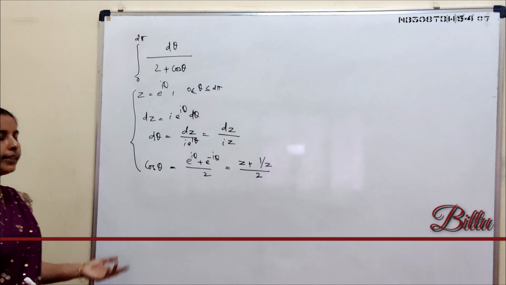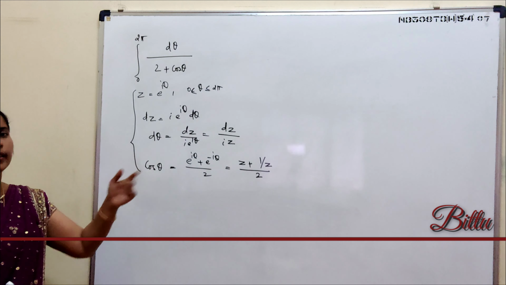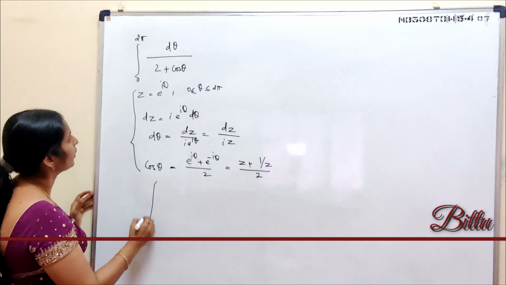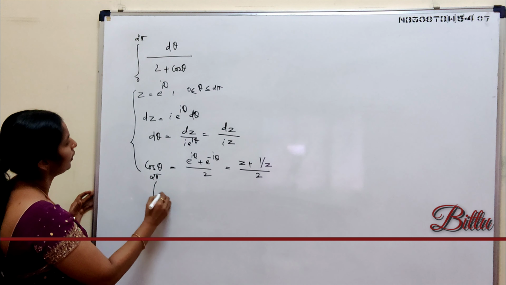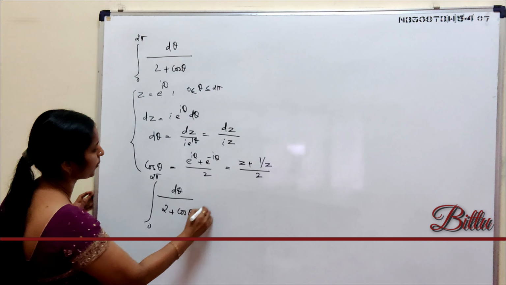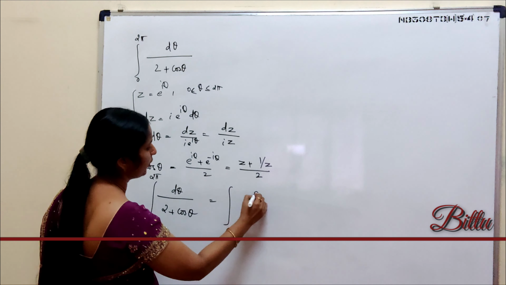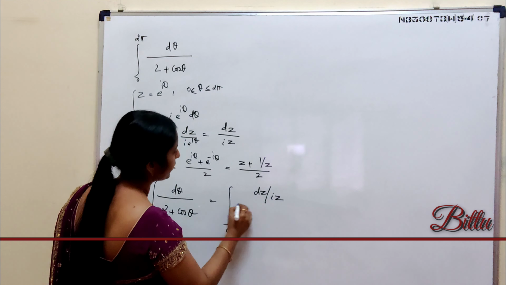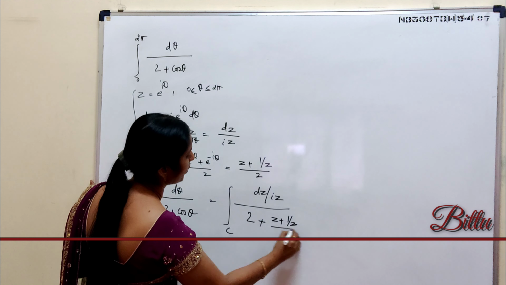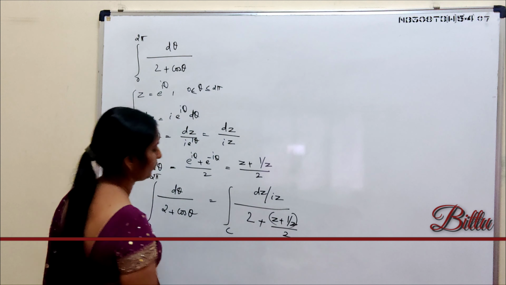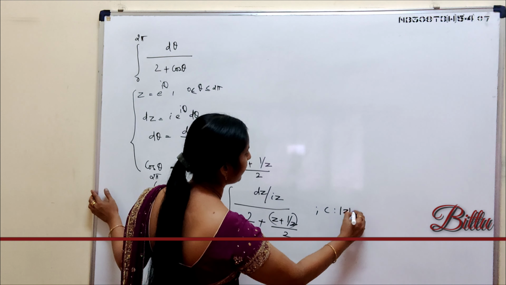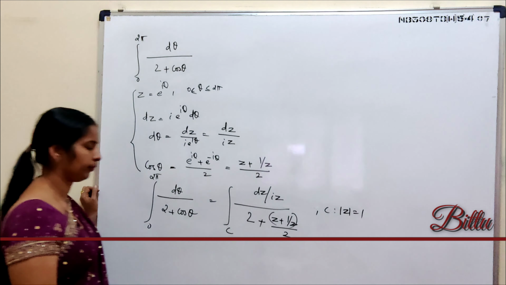If in the question there is sin theta, you have to express sin theta in terms of z. Then next you put all these in the given question. Here integral 0 to 2 pi d theta by 2 plus cos theta becomes integral over C dz by iz, whole divided by 2 plus cos theta, which is z plus 1 by z by 2. C is mod z equal to 1.